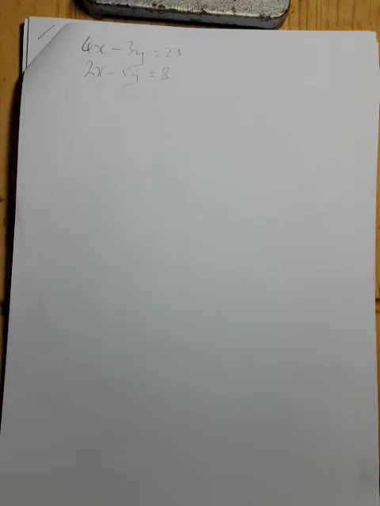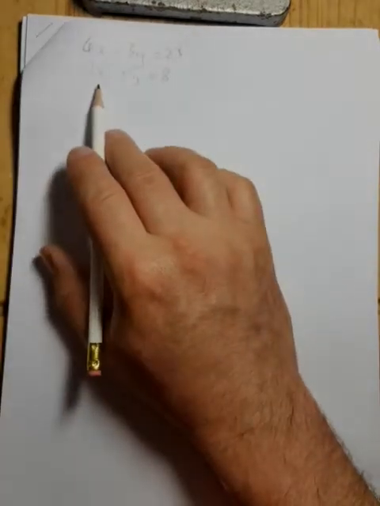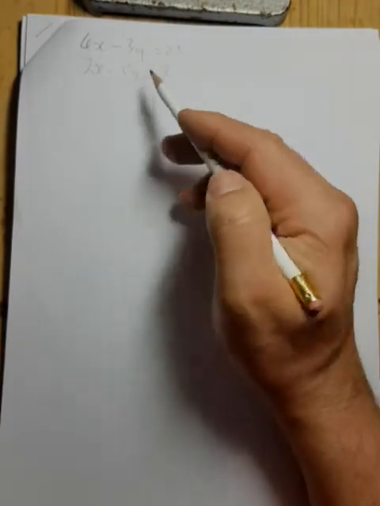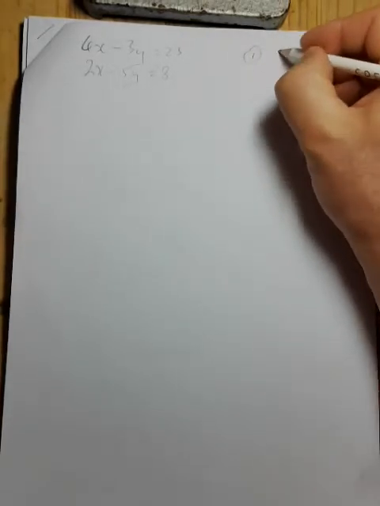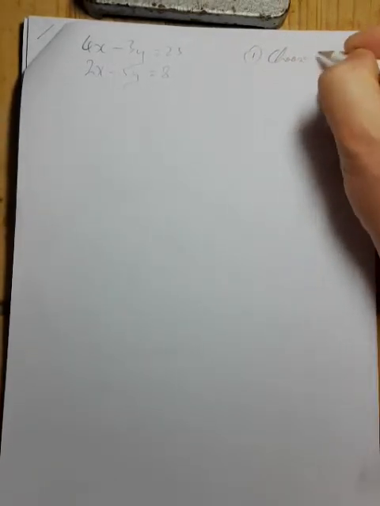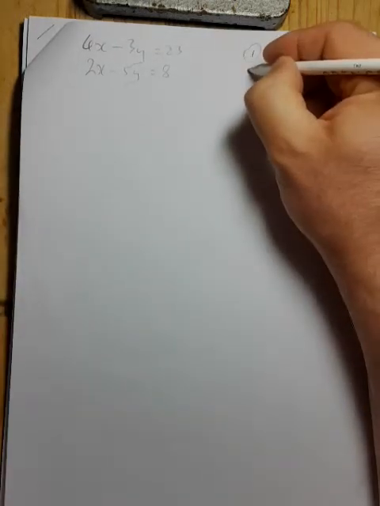So the first thing we have to do is decide which variable we want to get rid of. Now, I could get rid of the x first really easily, but I'm choosing to get rid of y first to show you how we would do this if it was a more difficult question. So I want to get rid of y. So step 1, choose variable. Step 2, multiply.